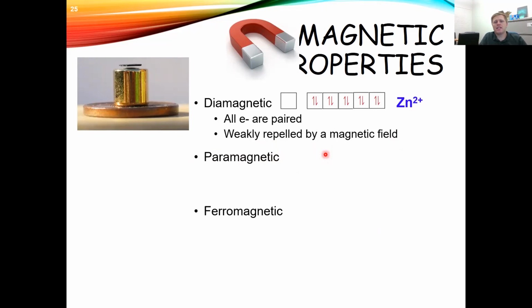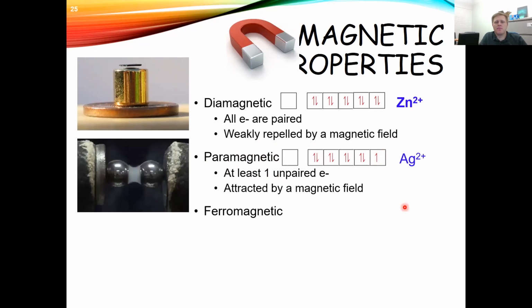Now, the next type of magnetism is paramagnetic. And this is magnetism that is susceptible to magnets. So things like metal that will stick to a magnet. And in a paramagnetic material, you have at least one unpaired electron. And so this is things that are attracted by a magnetic field. So typically we think of metals, but it turns out things like oxygen gas and liquid oxygen are also attracted to magnets. So here is some liquid oxygen suspended between two magnets.